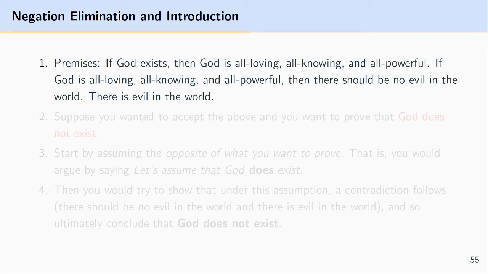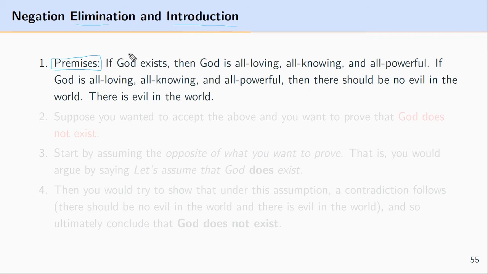So let's look at a concrete example involving the use of negation elimination and introduction. Let's say we start with some premises. These are propositions that we'll accept to be the case. Maybe we do believe in these propositions, maybe we're just committed to them in an argumentative context, but nevertheless, we're going to accept them as true.